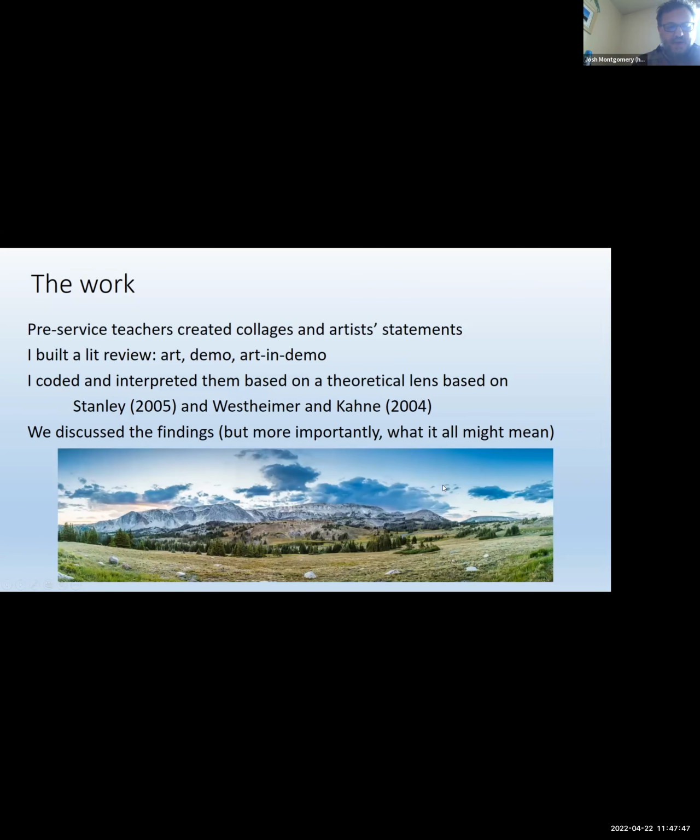I collected their collages and artist statements and qualitatively assessed them based on a reading of literature themes. These surrounded art, democracy, and then art in democracy. I then cobbled together a lens for interpreting their work through Stanley's dichotomy of transmission or transformation in terms of education, and also Westheimer and Kahne's citizen engagement model. This incorporates the personally responsible citizen, the participatory citizen, and the social justice-oriented citizen.